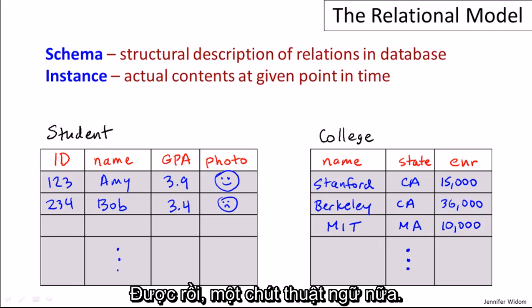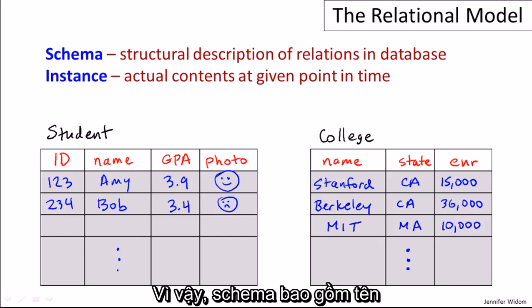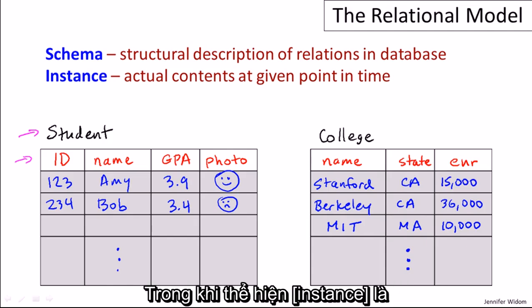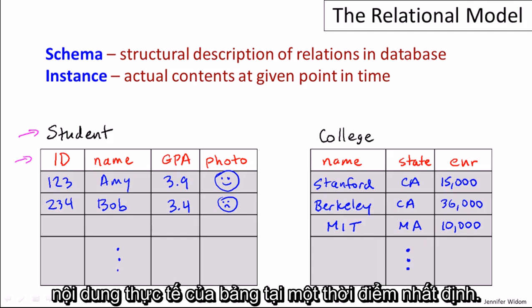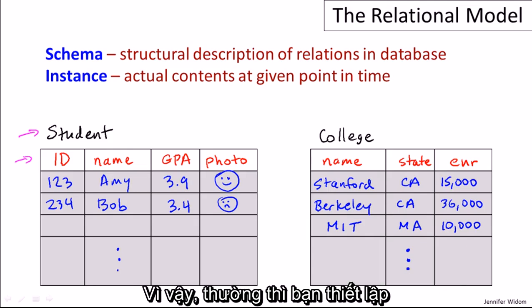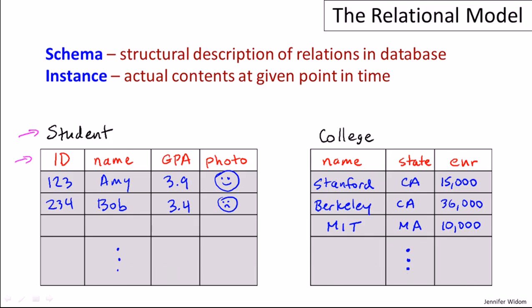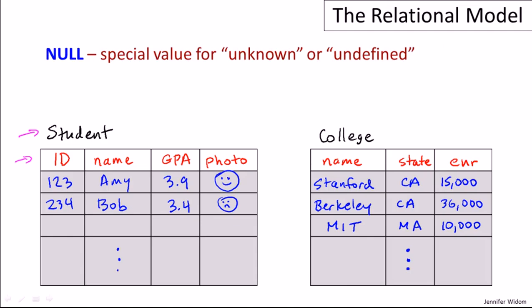Okay. A little bit more terminology. The schema of a database is the structure of the relation. So the schema includes the name of the relation, the attributes of the relation, and the types of those attributes, whereas the instance is the actual contents of the table at a given point in time. So typically you set up the schema in advance, then the instances of the data will change over time.